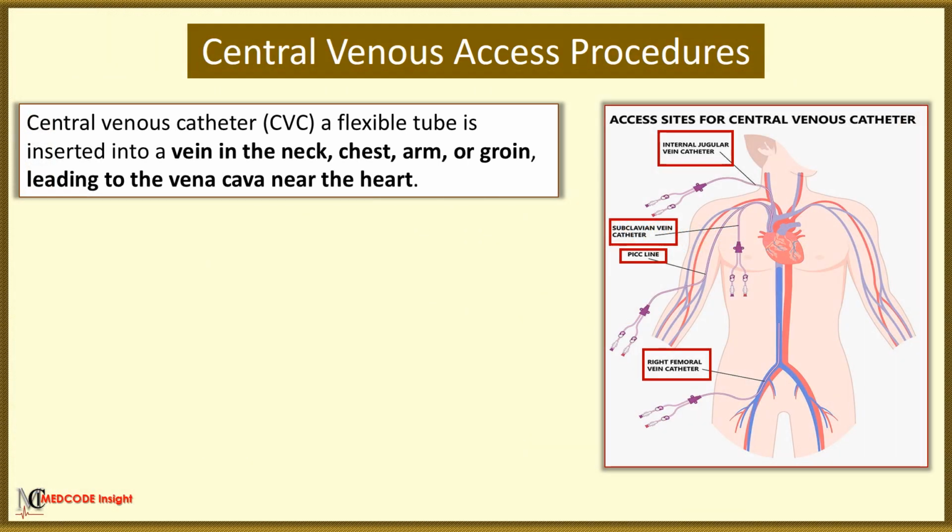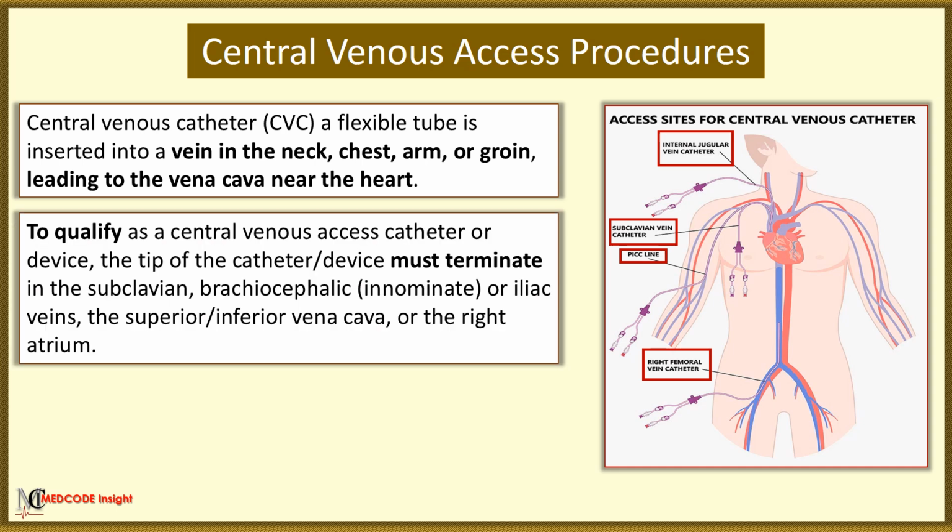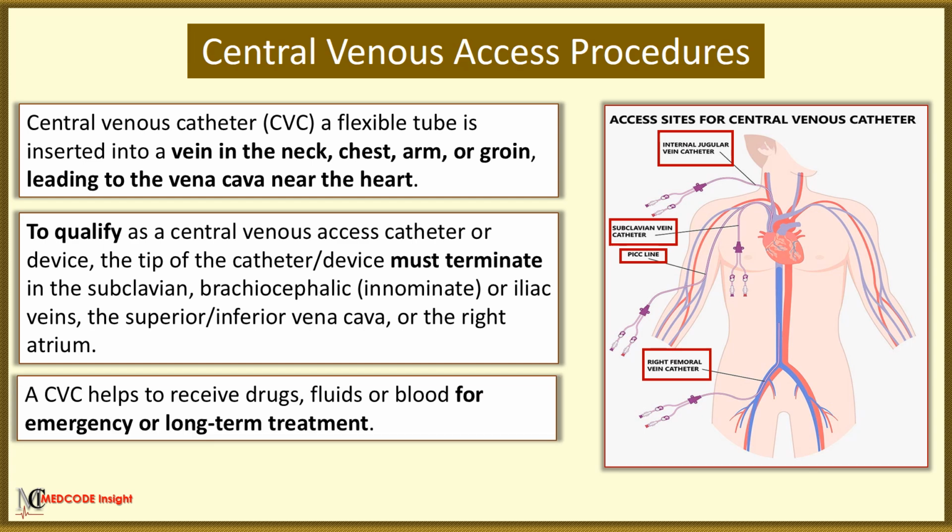In central venous access procedure, a central venous catheter, which is a flexible tube, is inserted into a vein in the neck, chest, arm, or groin, leading to the vena cava near the heart. To qualify as a central venous access catheter or device, the tip of the catheter or device must terminate in the subclavian, brachiocephalic, innominate, or iliac veins, the superior or inferior vena cava, or the right atrium. A central venous catheter helps to receive drugs, fluids, or blood for emergency or long term treatment.